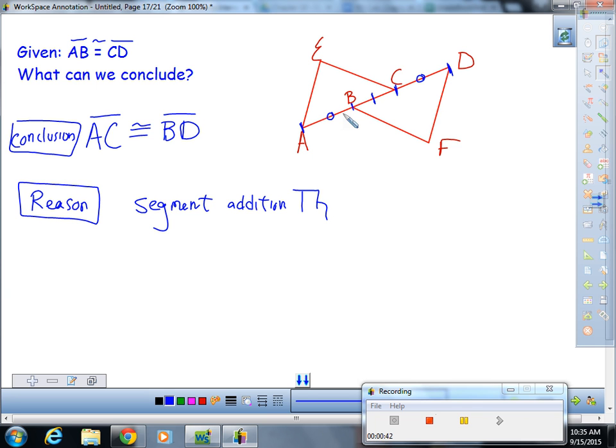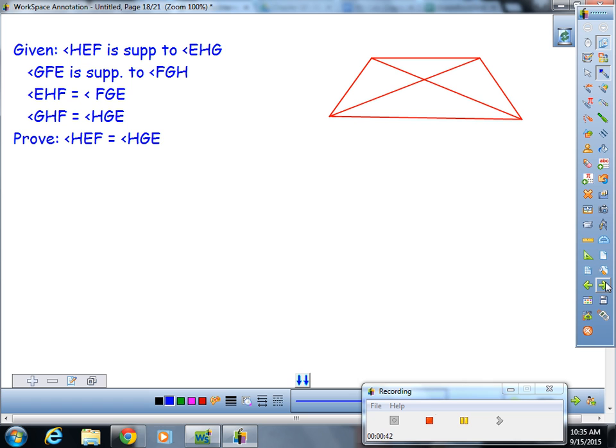Okay? All right, now let's look at a pretty tough proof. This will probably be the hardest proof that we've driven through all year so far. Okay? So, given, oh, I need some letters. H, E, F, G. All right. And is there one in the middle? There's not. I don't need it.